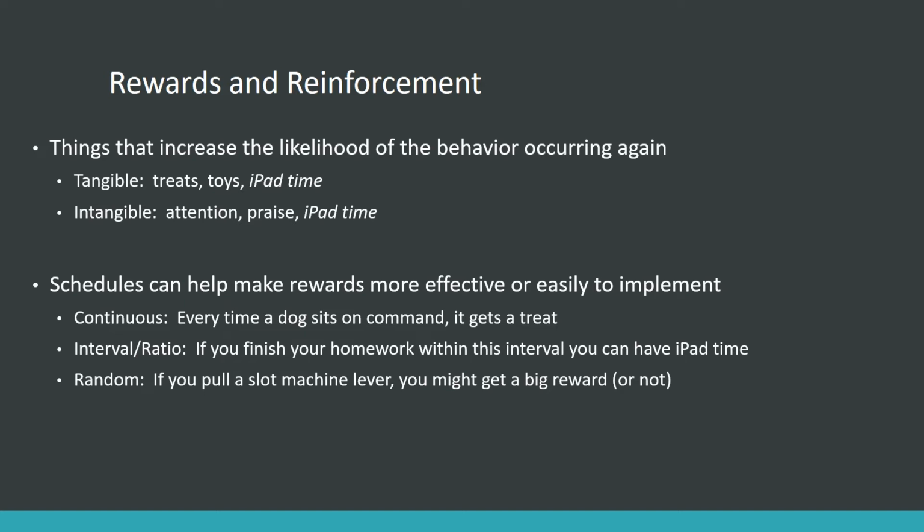And there's a couple of different types of schedules. A continuous schedule, an easy example of that is training a dog. So every time the dog sits on command, it gets a treat. These are great for learning a new behavior. The problem with these is they're exhausting, and you're going to run out of patience, stamina, and dog treats.